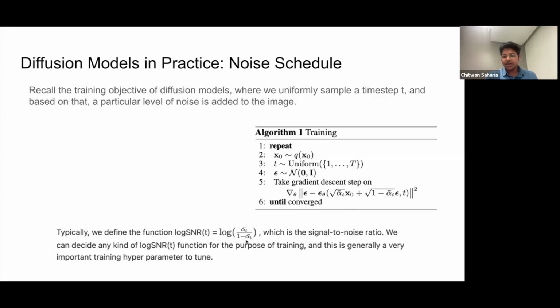It's basically signal to noise. So alpha t bar is the signal, and 1 minus alpha t bar is the variance, so the noise. So the higher the log SNR, the less noise you're adding, and the lower the log SNR, the more noise you're adding.